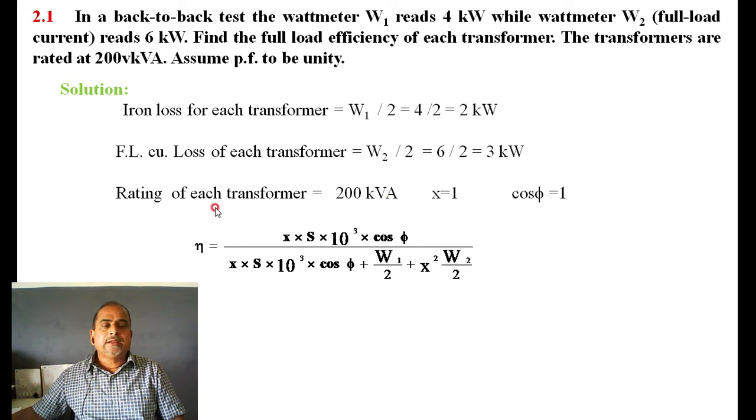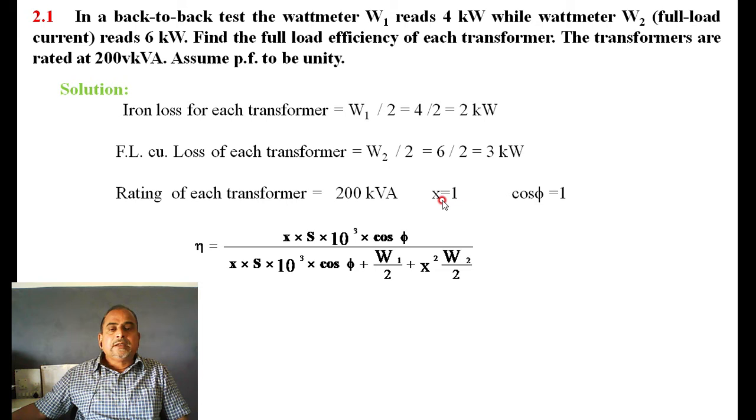Therefore, what I am doing here is, the rating of the transformer is 200 kVA. The loading factor x is equal to 1. The cos phi is also 1 because he has given unity power factor. That is full load for a 200 kVA transformer. What should be the efficiency? You just have to substitute in this equation.